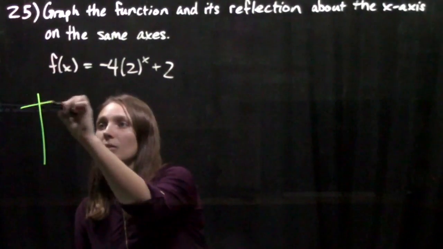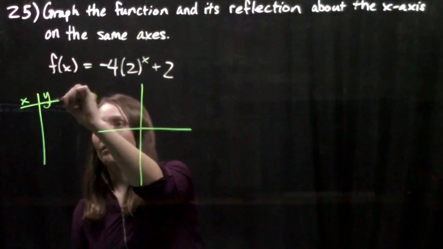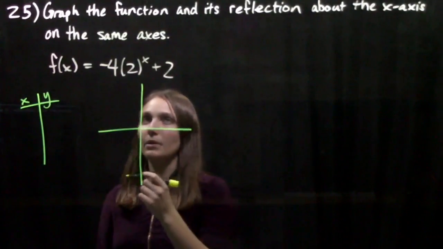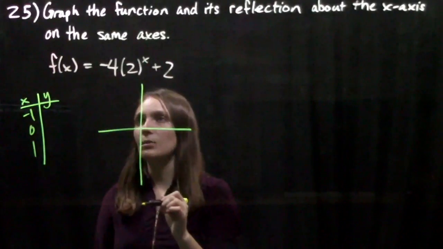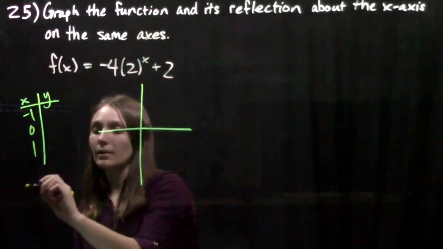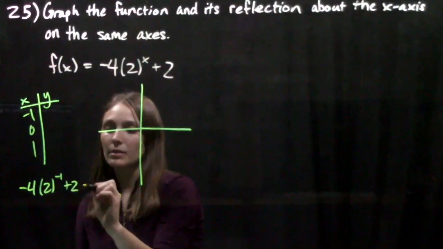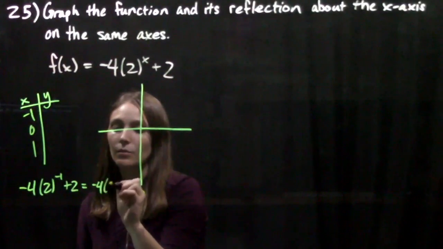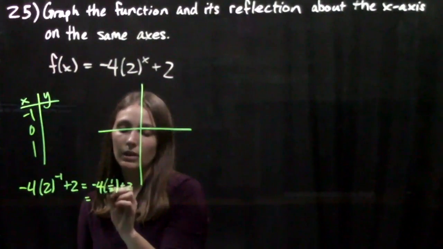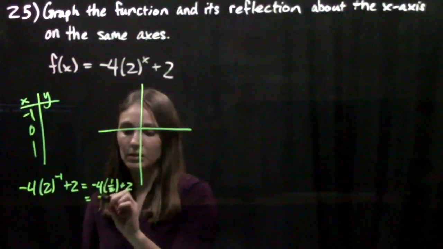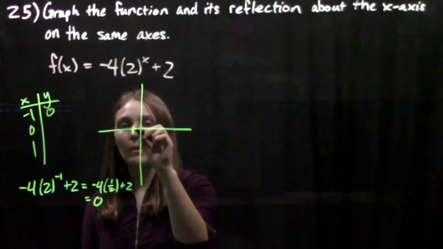So what I'm going to do to graph this is I'm going to make a coordinate table of x's and y's. And we're going to try a couple points. So I'll try with x equals -1, x equals 0, and x equals 1. So when we plug in -1 to x, we get -4 times 2 to the negative first plus 2, or -4 times a half plus 2, which is equal to -4 divided by 2 is -2 plus 2, so we're at 0 at -1. We can map that.